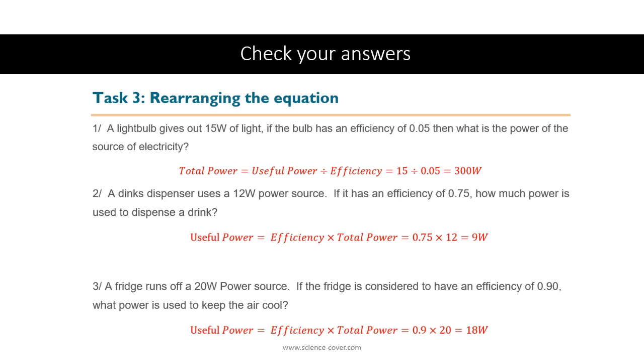A fridge runs off a 20 watt power source. If the fridge is considered to have an efficiency of 0.9, what is the power used to keep the air cool? So the useful power is the efficiency times the total power. So that is 0.9 times 20, which gives us 18 watts.